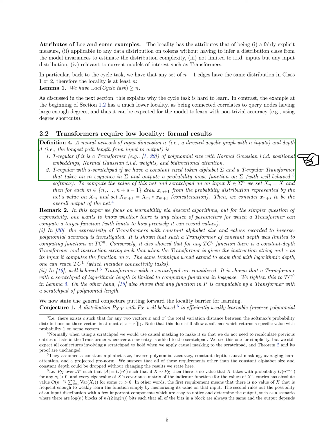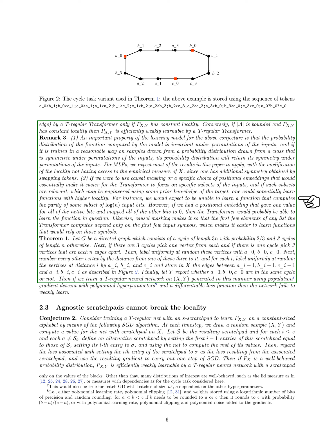Regarding learnability, we focus on descent algorithms in this paper. We investigate the ability of transformers to compute target functions with certain limitations. Transformers with constant alphabet size and limited accuracy are shown to be restricted in the functions they can compute. The conjecture suggests that a distribution is efficiently learnable by a T-regular transformer only if it has constant locality. Additionally, the learning model's symmetry under permutations of inputs is crucial for understanding the behavior of the model.